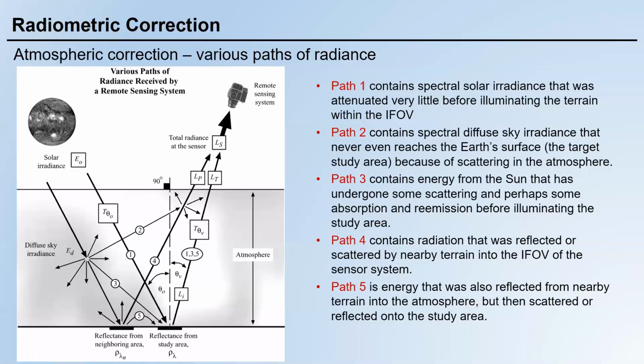That's the reason why we need atmospheric correction. We want to know the true reflectance of the study area. But there are so many factors that could affect the reflected energy collected by your sensor.